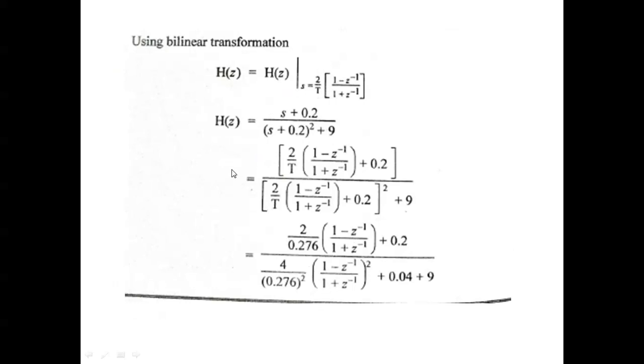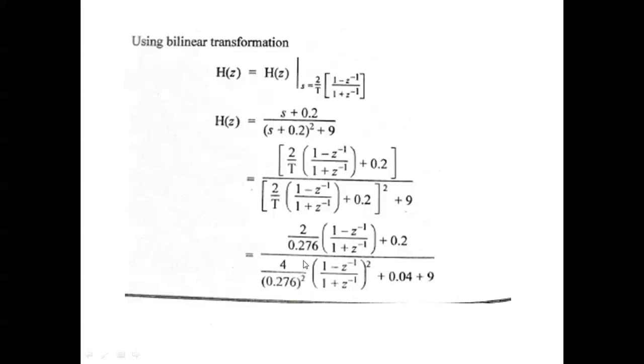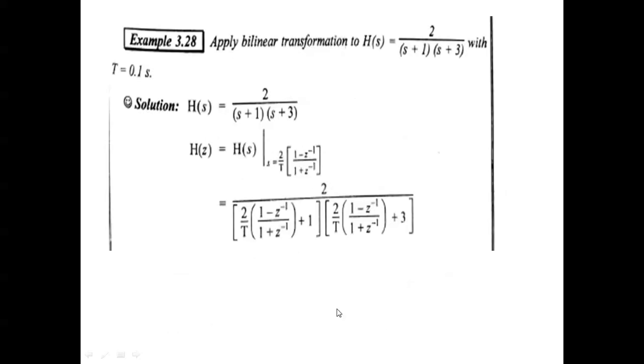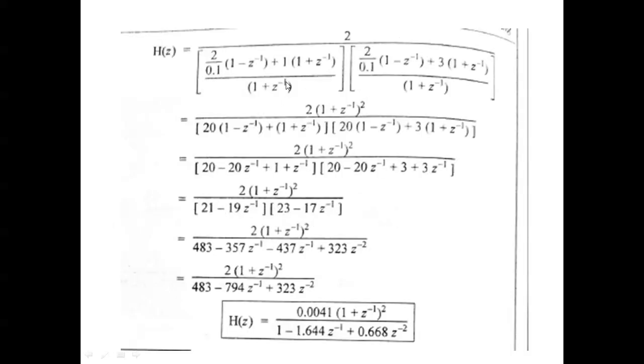You get the equation H(z), then you have to further simplify the equation, and finally you get H(z) equal to (7.4 + 0.44 z inverse) over the denominator in z inverse. So this is the equation, you got the final answer. This is another example of bilinear transformation. Use the equation, apply it, simplify, and you will get the final answer.